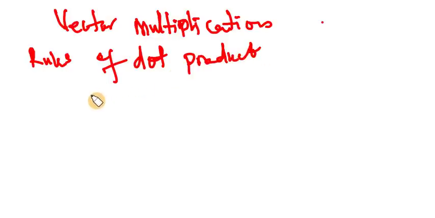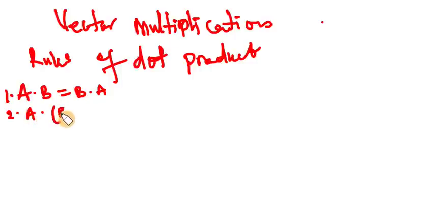If you have two vectors dotting each other, a dot b is the same as b dot a, either of the ways. So this is rule number 1. Rule number 2: if you have a vector dotting the sum of two vectors, it is the same as having a dot b plus a dot c.